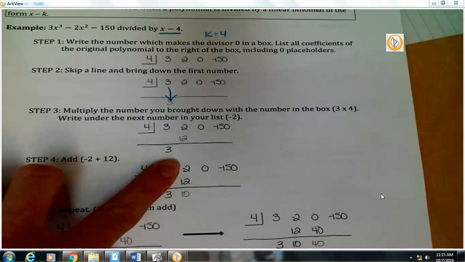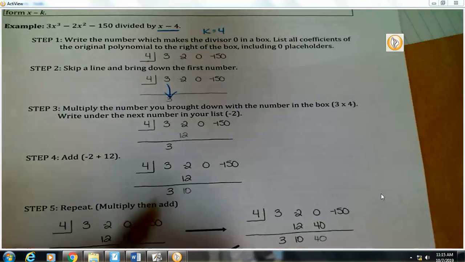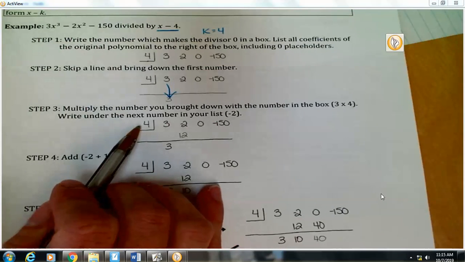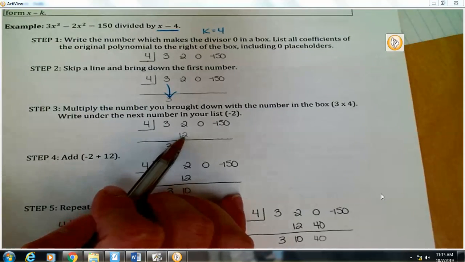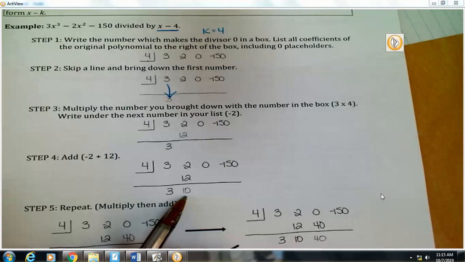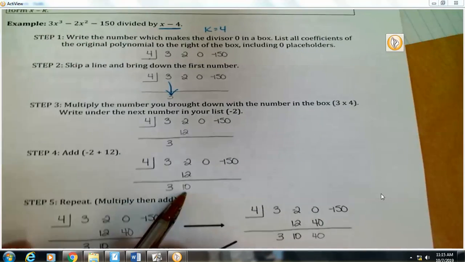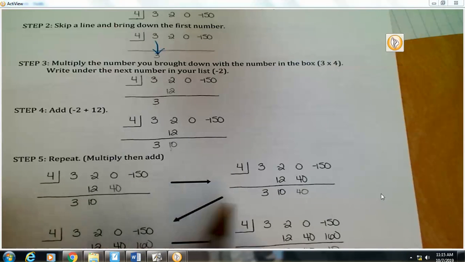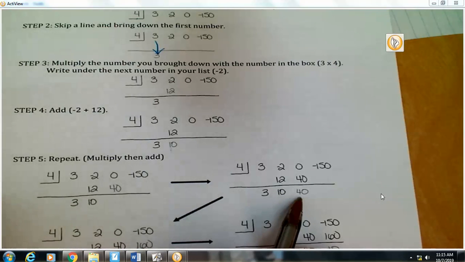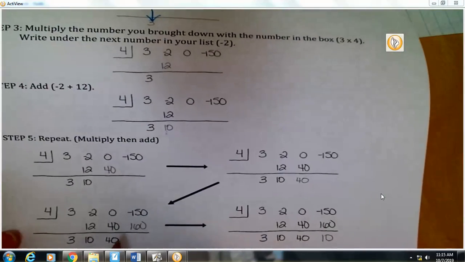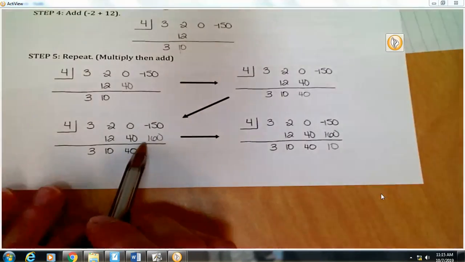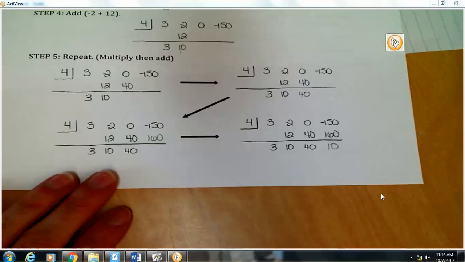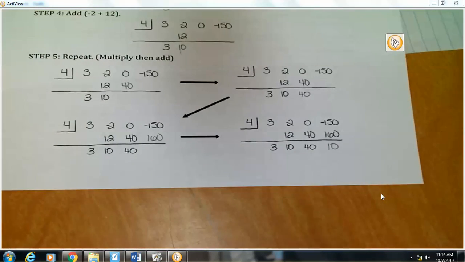And then it's just a series of multiplication and addition. You do 3 times the number in the box, which is 12, add -2 plus 12 and that gives us 10. And then we repeat. 10 times 4 is 40, add, and you get 40. 40 times 4 is 160, add those things, and you get 10.